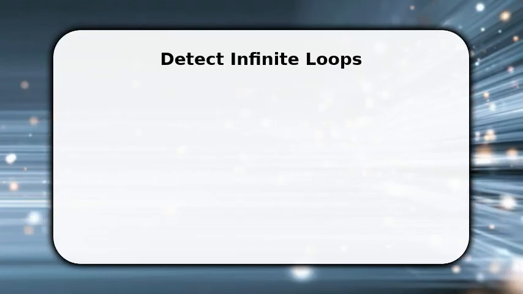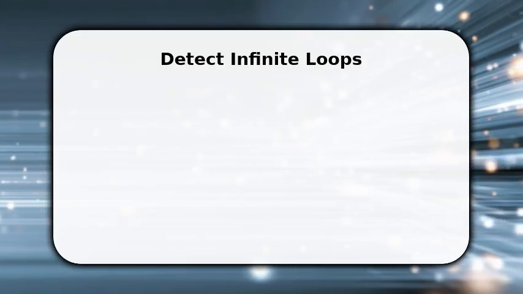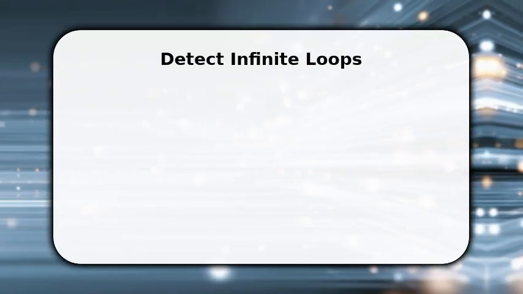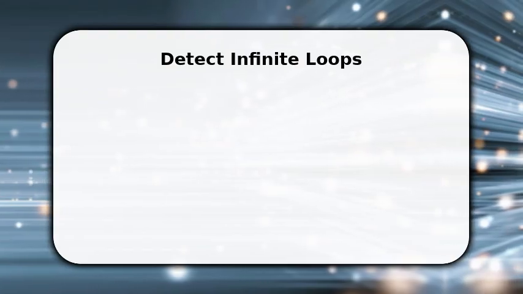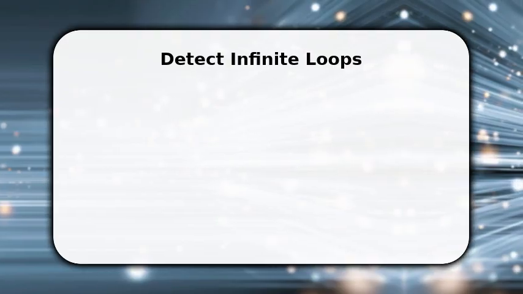Recognize an infinite loop when your program never returns control or uses 100% CPU. Start by reproducing the behavior in a small test case. Add simple print statements to observe loop variables and progress. Insert a counter and log its value each iteration to detect stagnation.